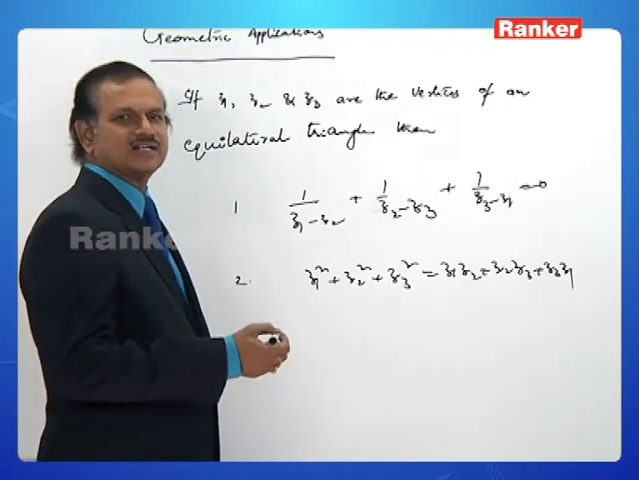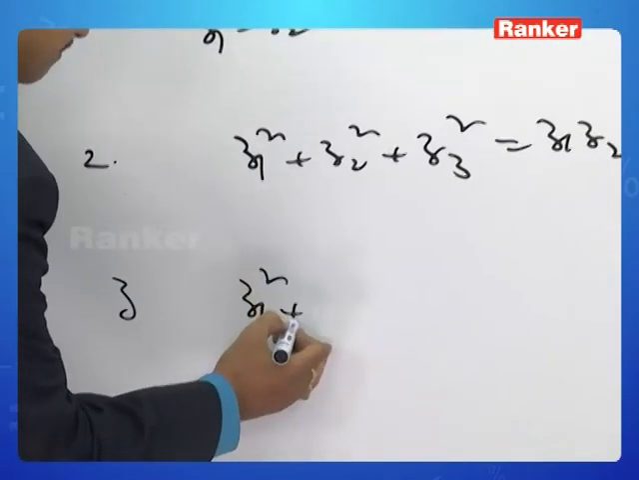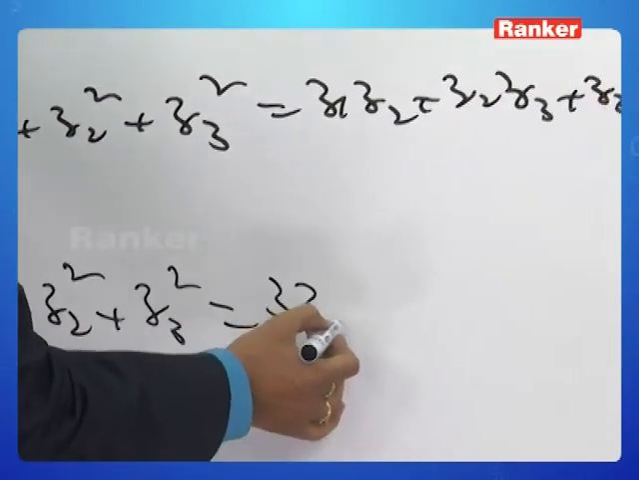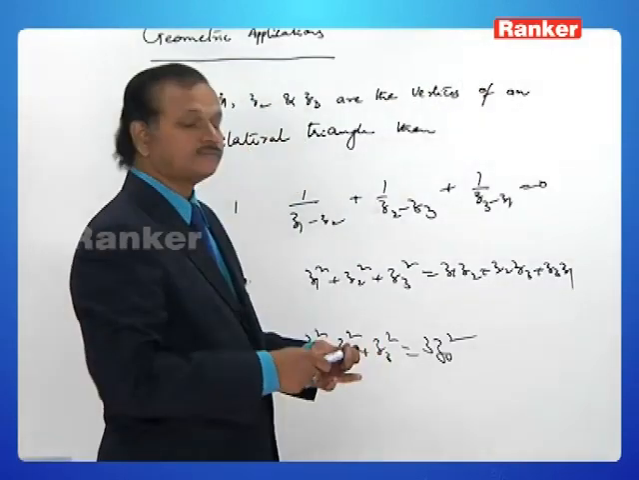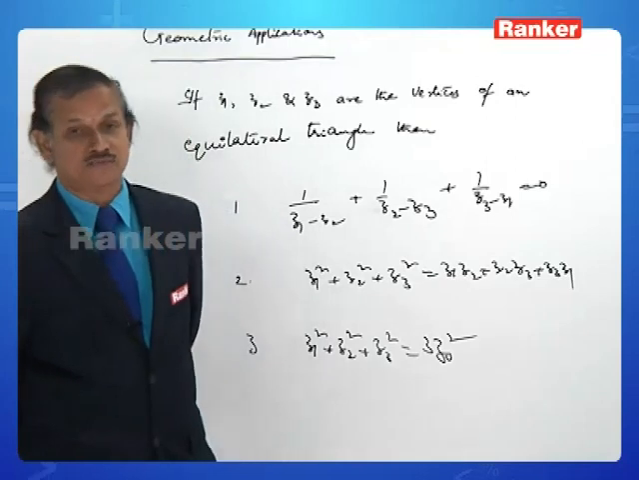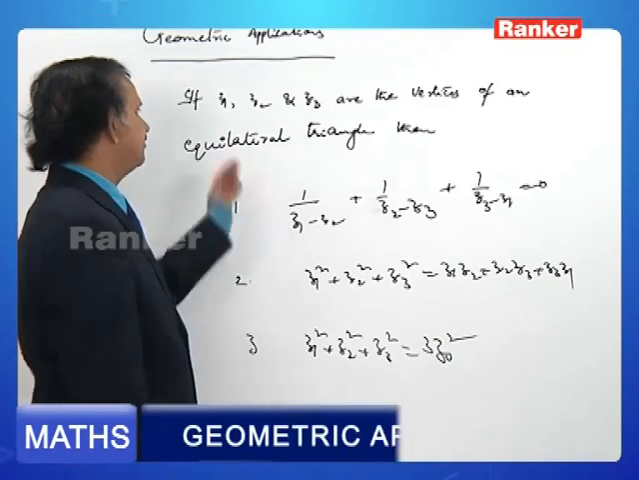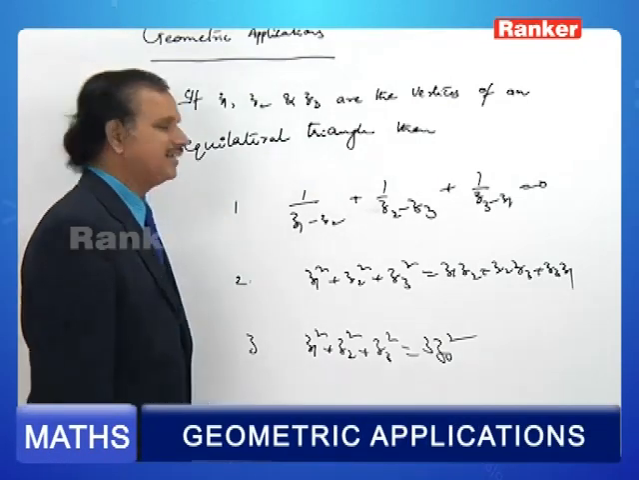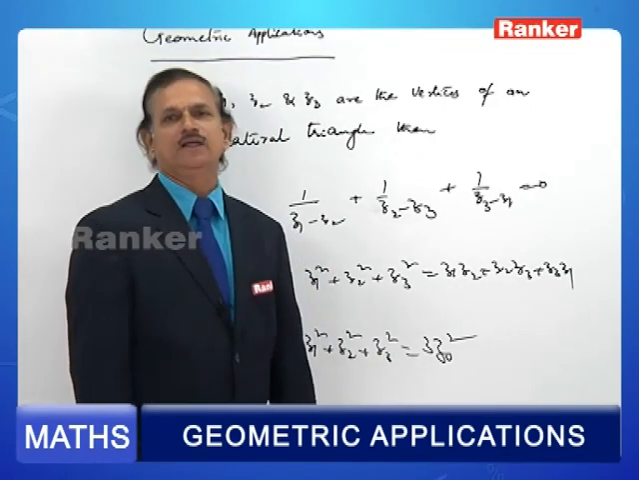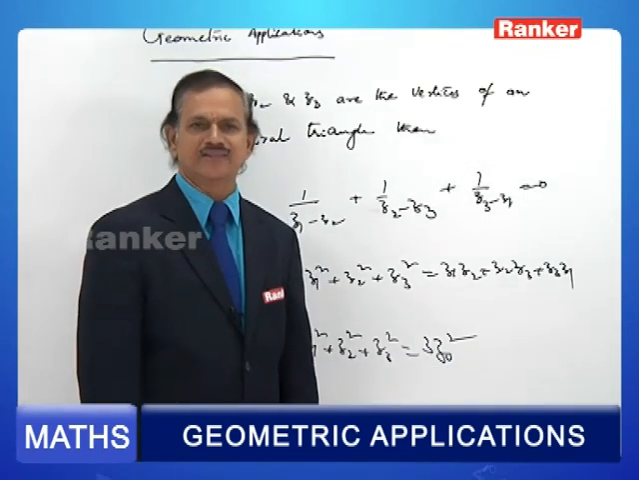in the case of an equilateral triangle, then we shall be having Z1 square plus Z2 square plus Z3 square is equal to 3Z0 square. Beautiful result in the case of an equilateral triangle. Hence, these can be thrown under the same heading. If Z1, Z2, Z3 are the vertices of an equilateral triangle, then any one of these can be used at any instant in which equilateral triangles are under discussion. Yes, it is a beautiful result regarding them.